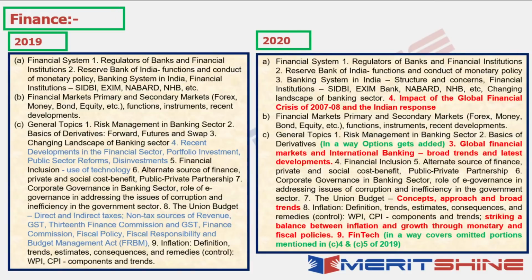The last change in finance is inflation. In inflation, see, definition, trend, estimate, consequences, and WPI, CPI, till this everything seems same. But then they have specified striking a balance between inflation and growth through monetary and fiscal policies. Now, what I understand, when we study or when we teach inflation, how do we do it? We include this inflation growth through monetary and fiscal policies inside the consequences and remedies part, the control part. So how do I control inflation? Through monetary and fiscal policies only, right?